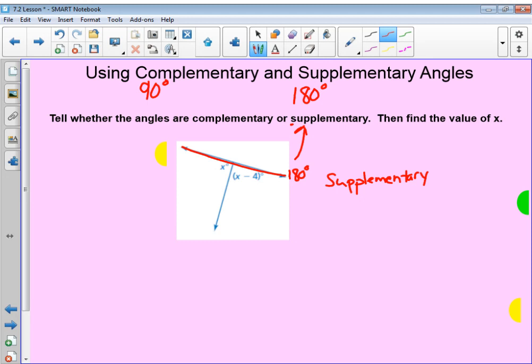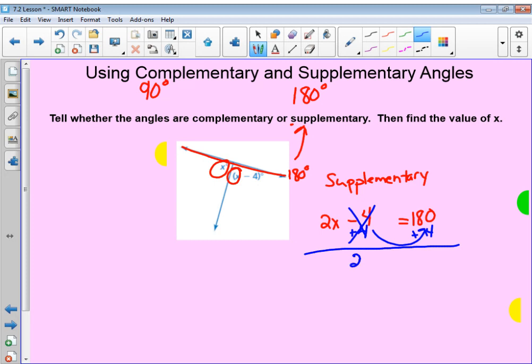Okay, what do we know about supplementary? They equal 180. And then what do we see? Well, we see an X and another X. So that's how many X's? That's 2 X's. And then I also have a minus 4. Okay, so now we're going to work to get the X by itself. So we have to get rid of that minus 4 by doing the opposite. So we're going to add 4. Whatever we do to one side, we do to the other.